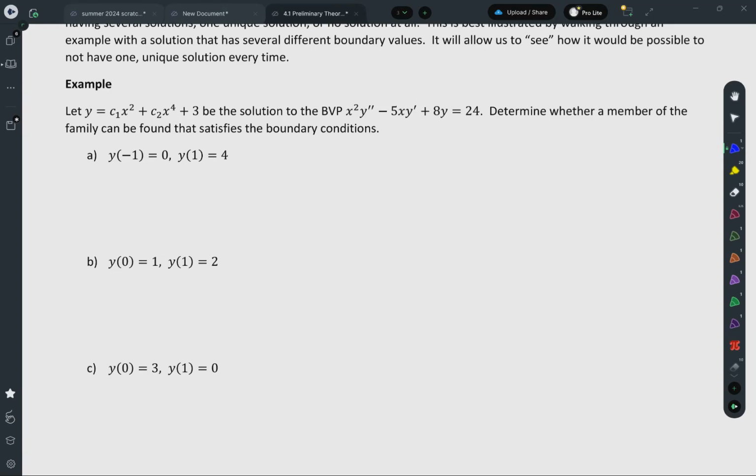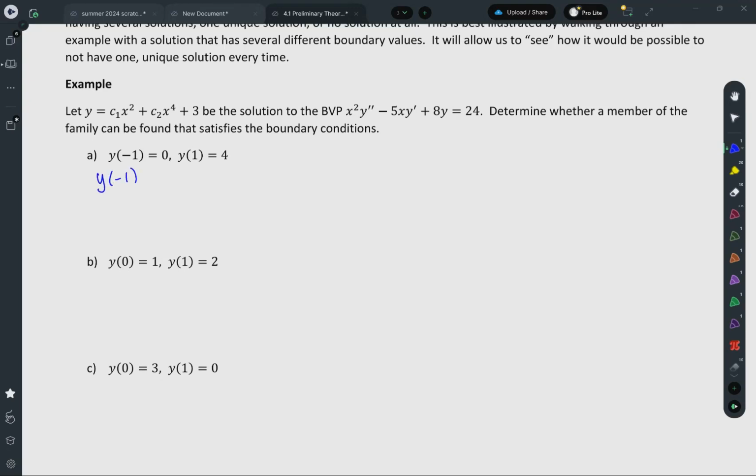Determine whether a member of the family can be found that satisfies the boundary conditions. Okay, so we're just going to go through this, doing the work the exact same way we would with an initial value problem. We're going to evaluate the solution, y equals c1x squared plus c2x to the fourth plus 3 at each of these boundaries.